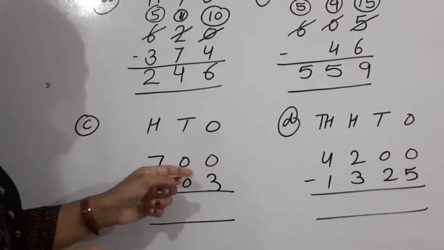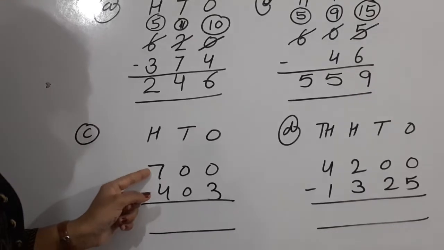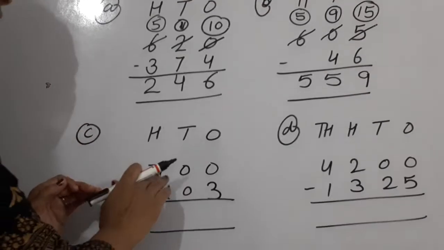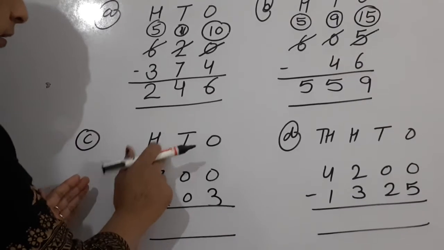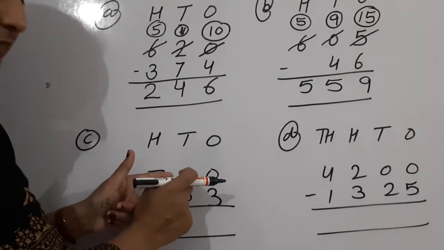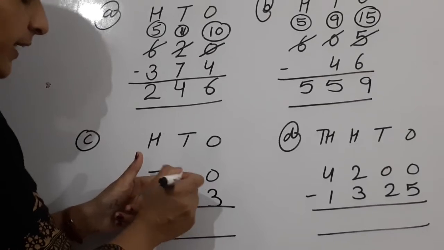So 0 ones, 0 tens and 7 hundreds. Clear? So how do we do this question? We take a carry from there, we take the 100 here, so we make it 10 tens, okay? We make this 10 tens, okay?